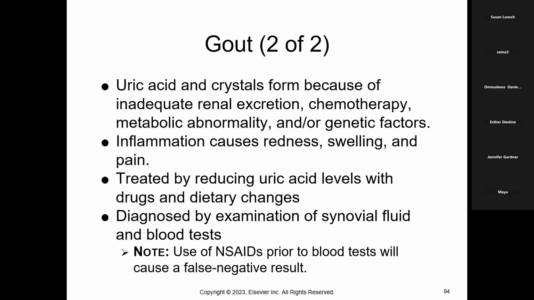Again, we have too much uric acid in the body. It can happen when it breaks down purines that are found in the body or that come from the foods that you eat. Also, it can be caused by damage to the kidneys. The kidneys aren't releasing the uric acid.